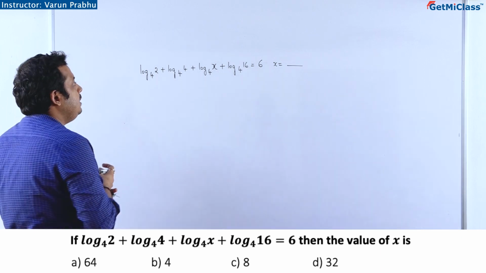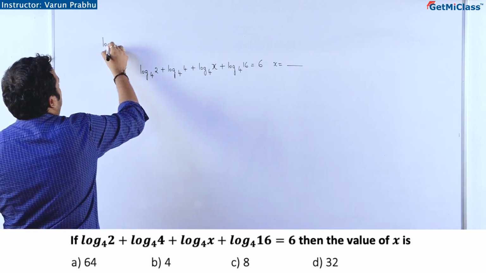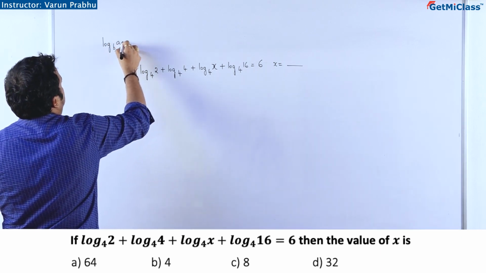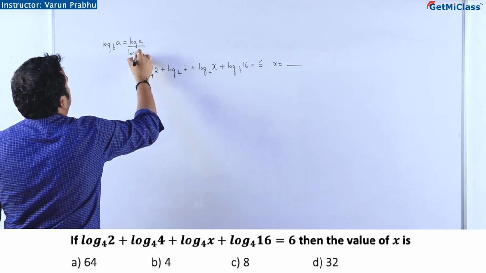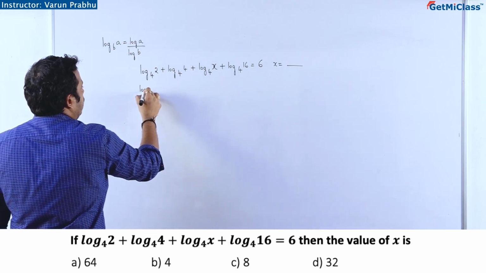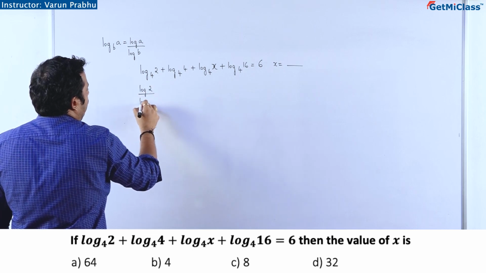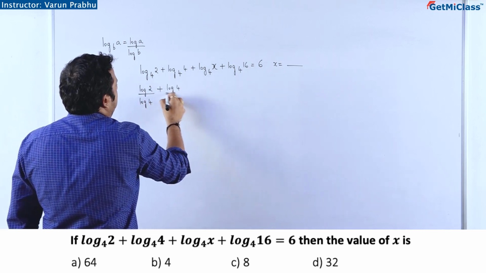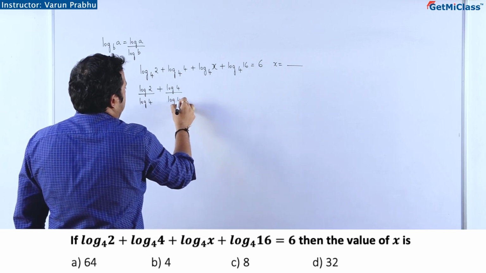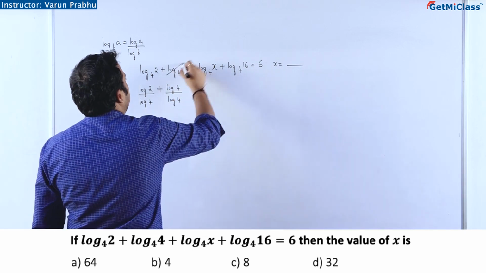This problem can be easily solved using the change of base rule. Log a base b can be written as log a divided by log b, correct or not? So log 2 divided by log 4, correct? Plus log 4 divided by log 4. Log 4 by log 4 can be written as equal to 1 also.